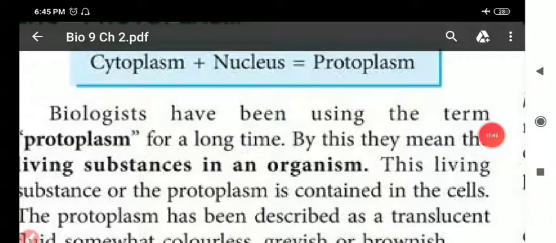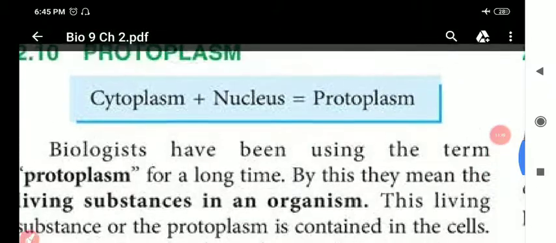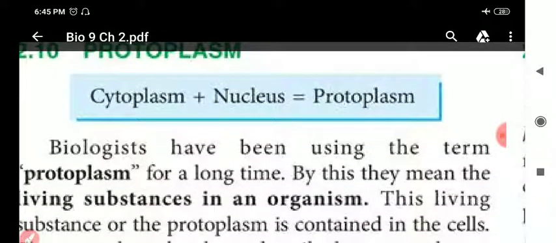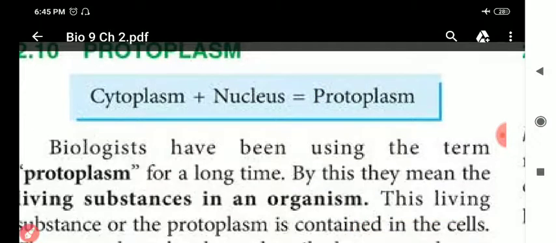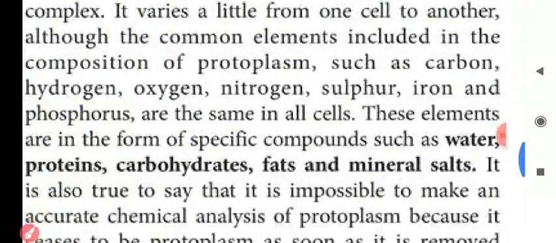My dear students, the next topic which we will discuss is protoplasm. Protoplasm means the total living content in the cell. My dear students, the cytoplasm and nucleus together can be called protoplasm. So let us see now the definition of protoplasm. Clear?